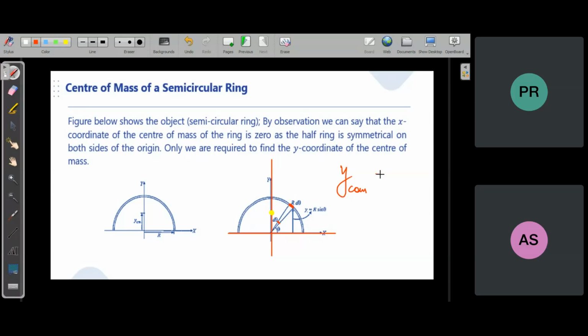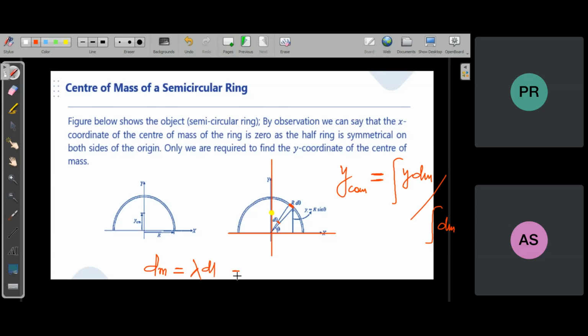So y coordinate of COM, use the formula first of all for the continuous mass distribution: integration y dm upon integration dm, within proper limit. When you will express dm, how will you express dm here? Here also you can write dm is equal to lambda into its length, let's say length is dl. But what is lambda here?